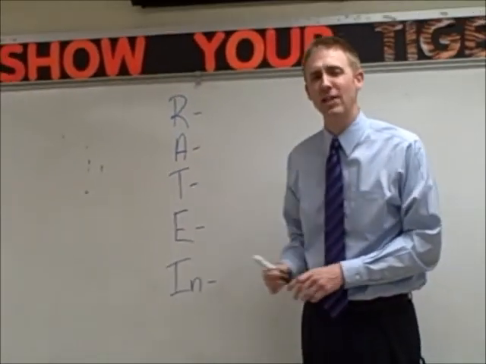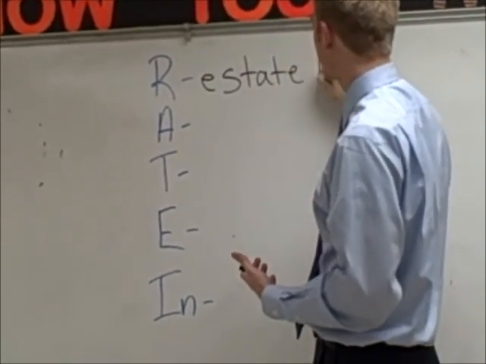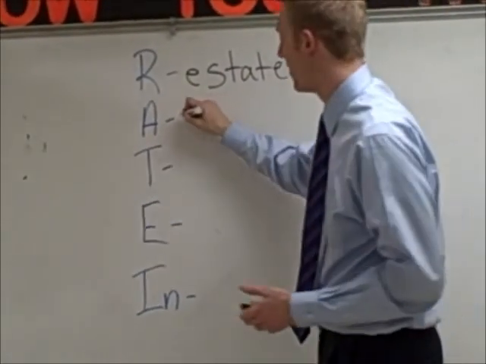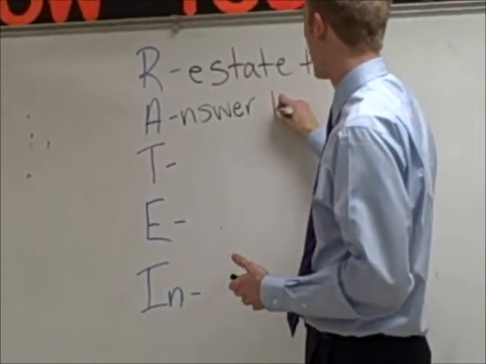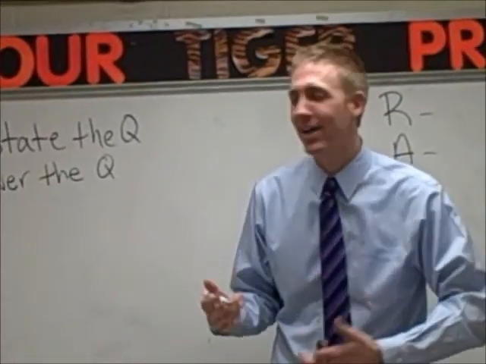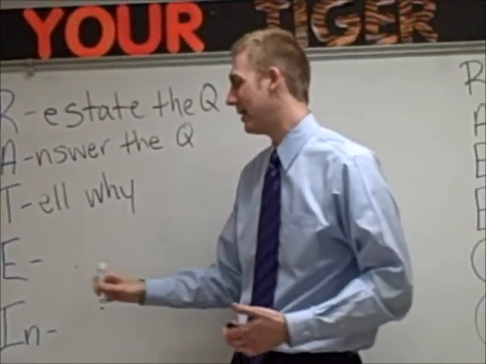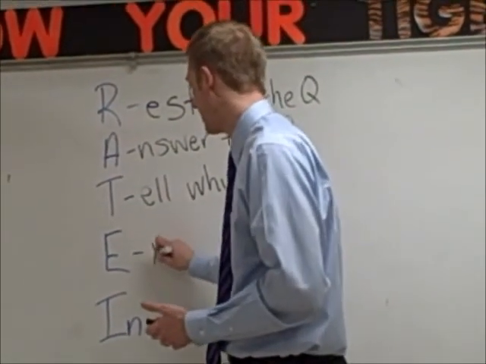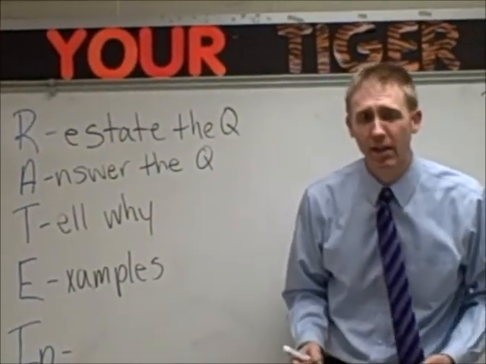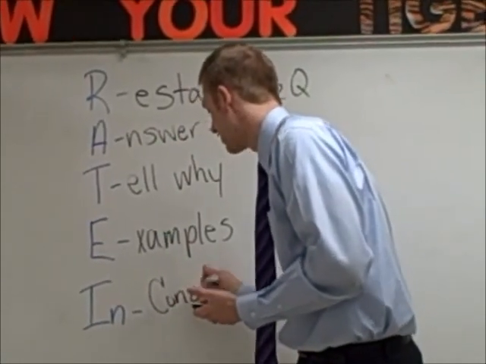RATE-IN. And just to take you through each of these letters, we start with the R, which is all about restating the initial question that's presented to you. The A, a very important one, is to answer the question. A T means you need to tell why you came up with the answer that you did, or why the answer is what it is. A big key here is this E, which stands for examples, or provide examples. And then finally is your IN. To wrap up your whole extended response, you want to end it with an "in conclusion" statement.